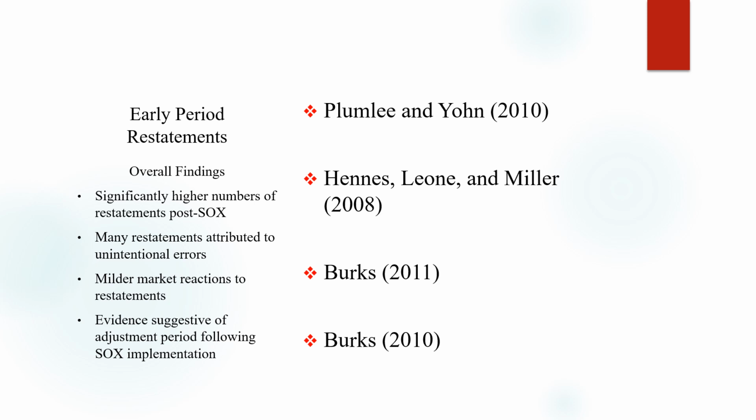And this is somewhat backed up by the papers that follow here, because what is found in the Hennis, Leon, and Miller paper, and then again in Burke's 2011, is that there's a milder negative reaction to restatements right after Sarbanes-Oxley, particularly those where the firms are citing unintentional errors. Burke's 2011 found once again a lower negative reaction to restatements after Sarbanes-Oxley, even when you control for the magnitude of the restatements.